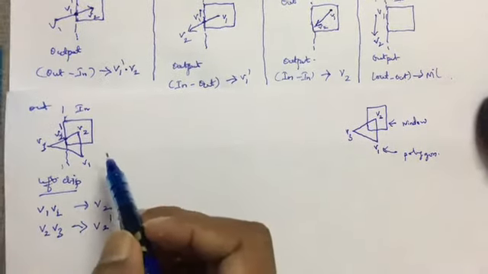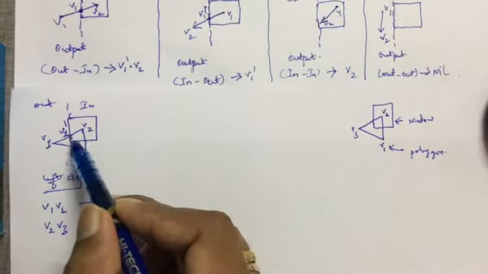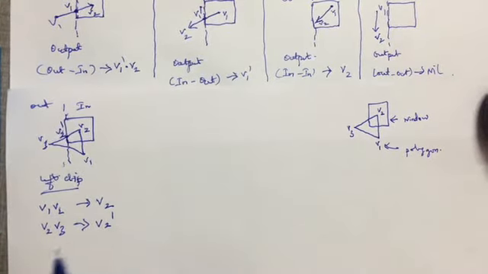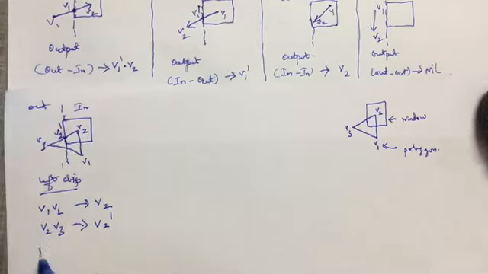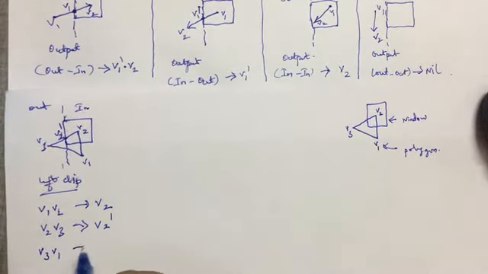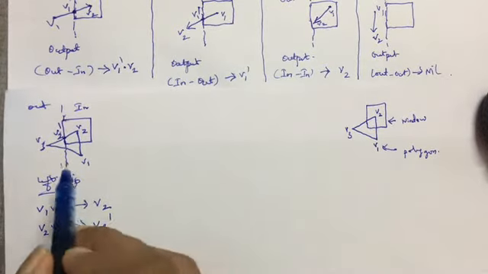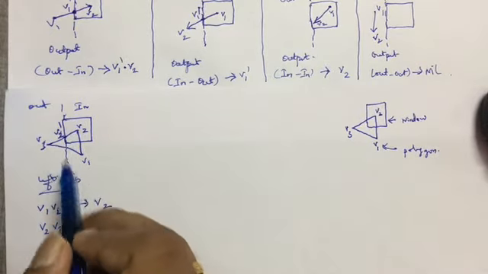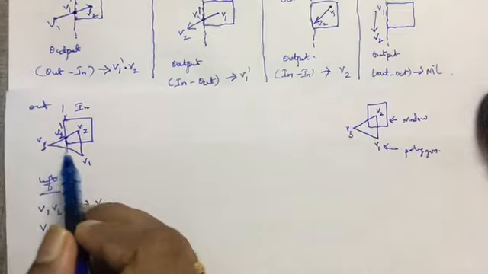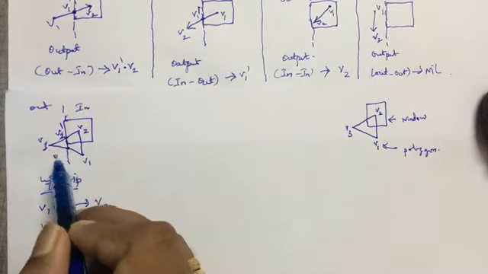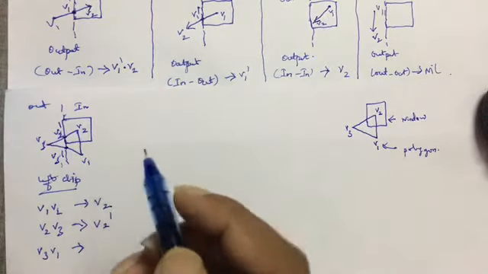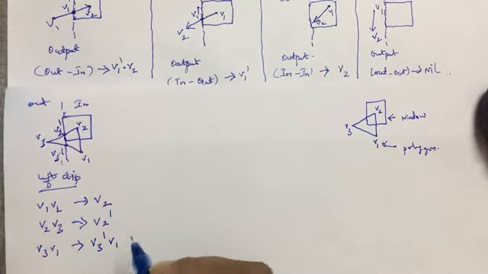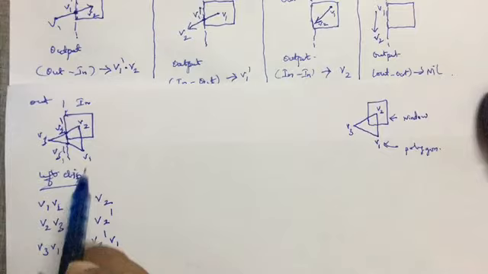Hence we have to consider the end position. From in position to the end point is V2 dash only, and so the output is V2 dash. The third edge is V3, V1. In this case, this point is outside the margin, and so from V3 to this intersecting point we will get V3 dash. So V3 dash, V1 is the output.